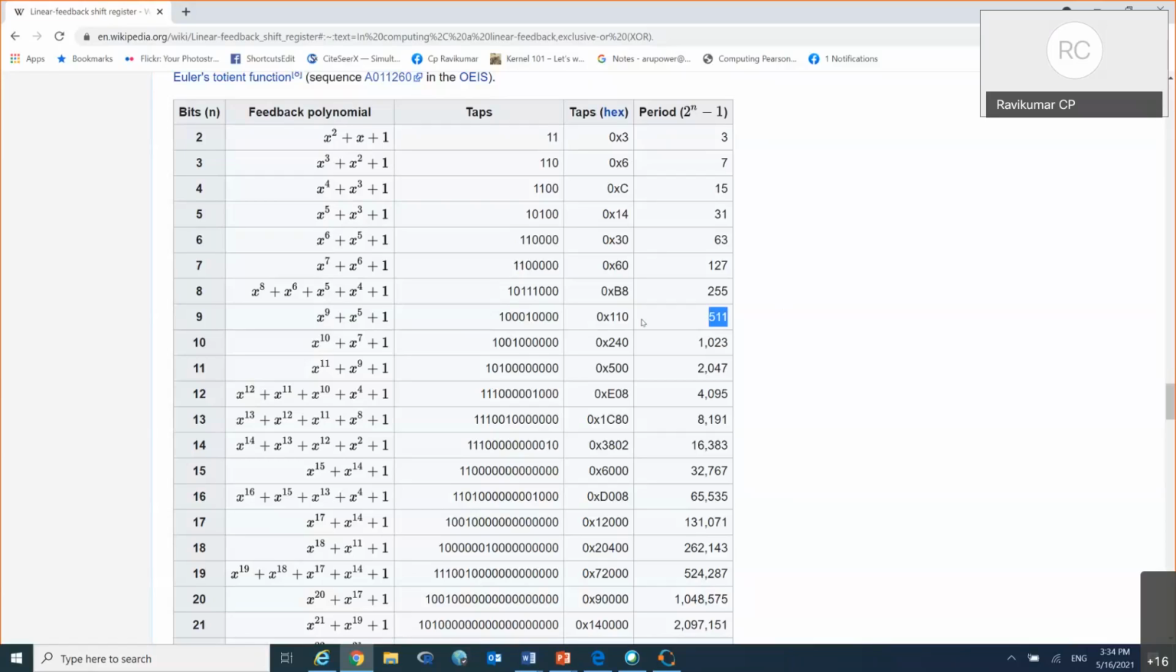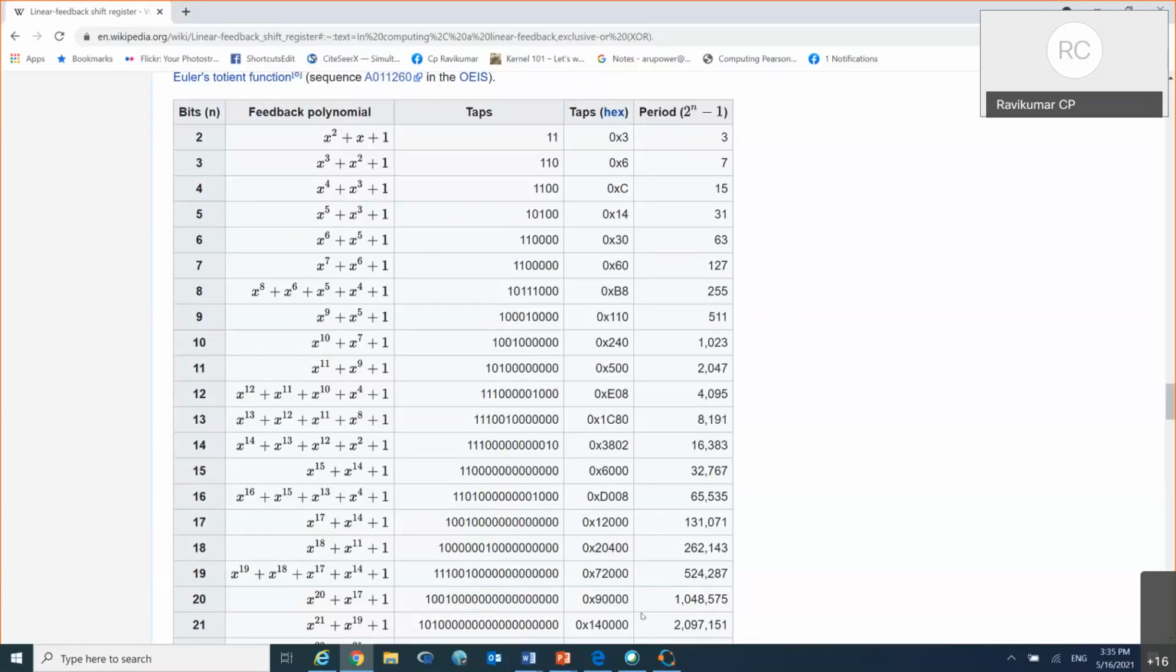Okay. So the problem given to you is the input will be a polynomial, and the polynomial can be given to you like this, either a bit sequence like this or a compact hexadecimal number like this. What is this hexadecimal number? It is this only. This binary number has been written as hexadecimal. So for example, 11 is 3, 110 is 6, 1100 is C, 10100 is 14. Somebody has come up with the hexadecimal equivalent. So this is a compact and nice representation.